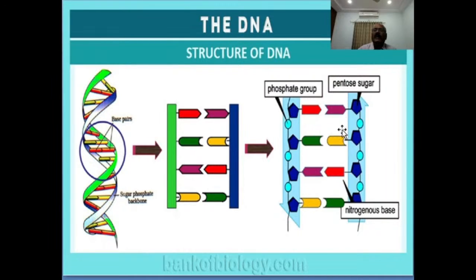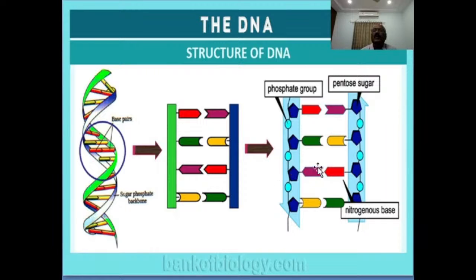These are the nitrogen bases. So, nitrogen base, pentose sugar and phosphate, these 3 together are called a nucleotide. So, phosphate, pentose sugar, nitrogen base: this is one nucleotide, this is one nucleotide, this is one nucleotide. So many nucleotides are there. That's why this DNA is called a polynucleotide chain.